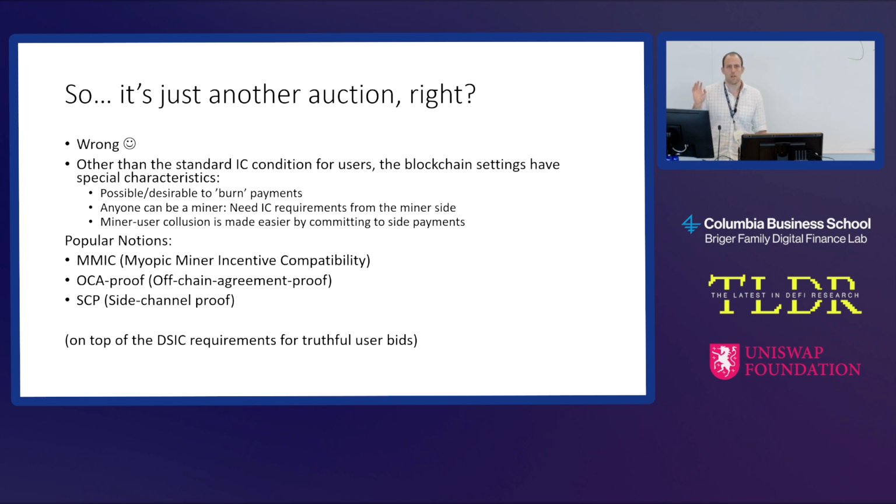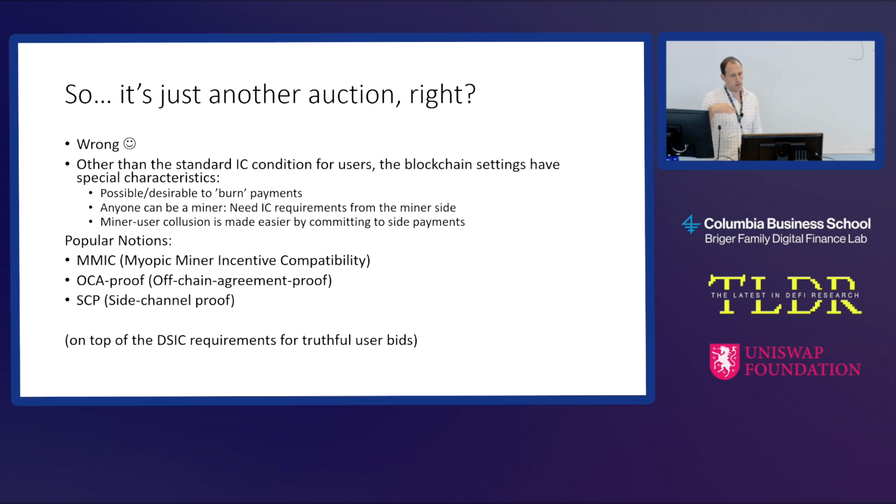Okay, so the main thing that differentiates this setting from traditional auctions, which is a setting that we know a lot about from the economics and computation literature, is that there are different primitives that we can use, like burning. And also there are more security concerns because it's a trustless environment. Usually the main requirement is truthfulness from the bidder.